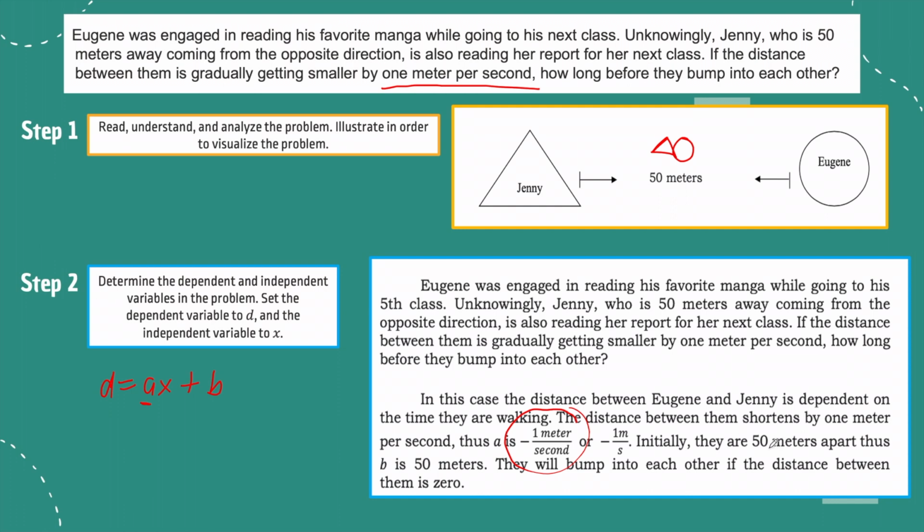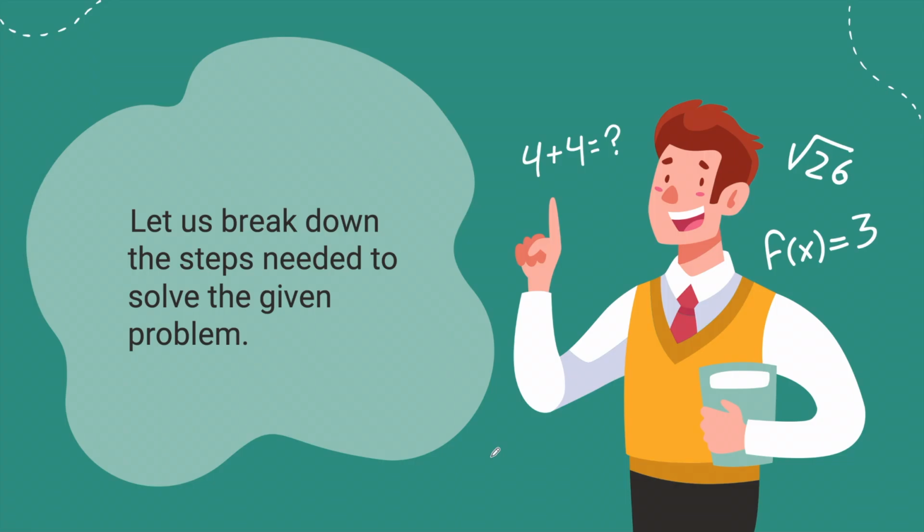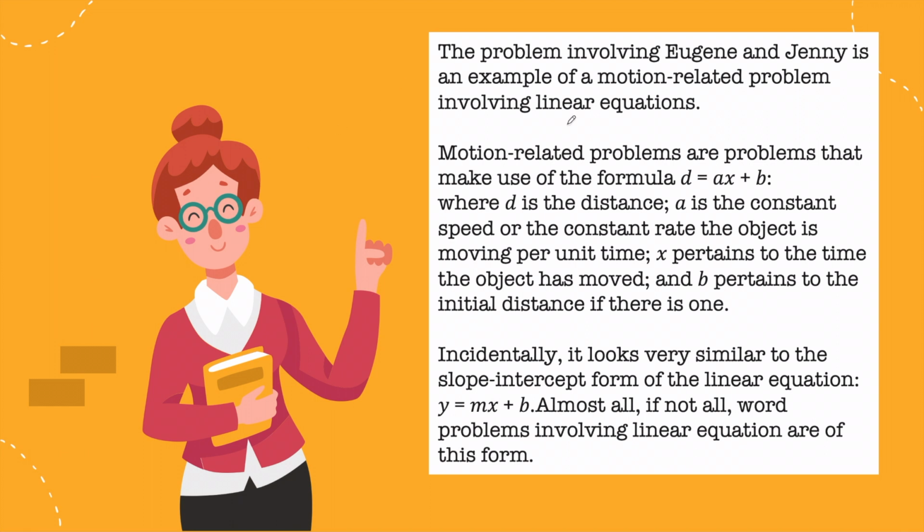Then they are 50 meters apart, thus b is 50 meters. But again, ano ba yung symbolizes or ano ba yung meaning ng b natin kanina? Yung b natin kanina pertains to the initial distance. Starting distance nila. So, yung starting distance nilang dalawa ay 50. Kaya yung b ay 50.